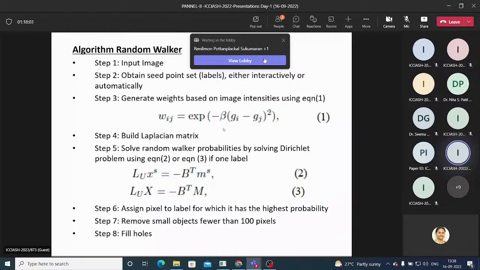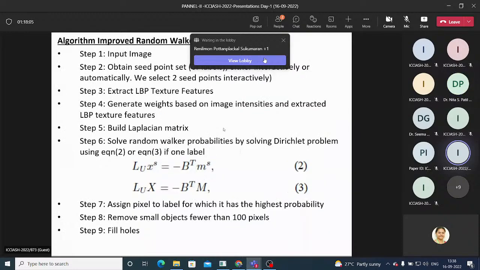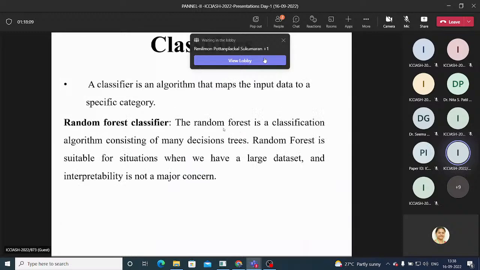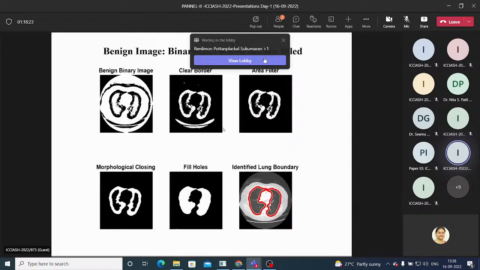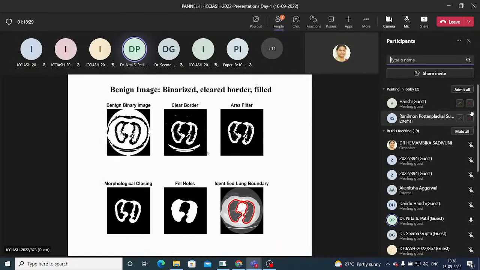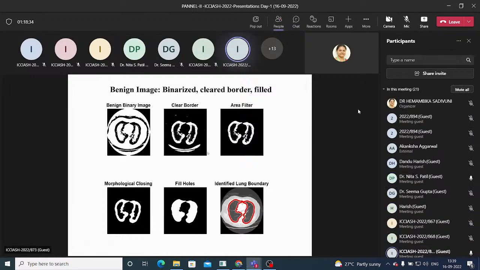A classifier is an algorithm that maps the input data to a specific category. The random forest classifier is a classification algorithm consisting of many decision trees. Random forest is suitable for situations when we have a large data set and interpretability is not a major concern. So these are the images: benign image, morphological closing, fill holes, identified lung boundary.